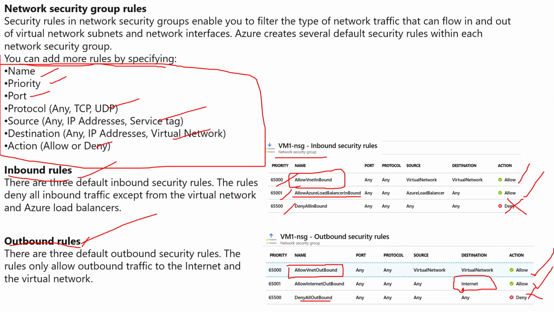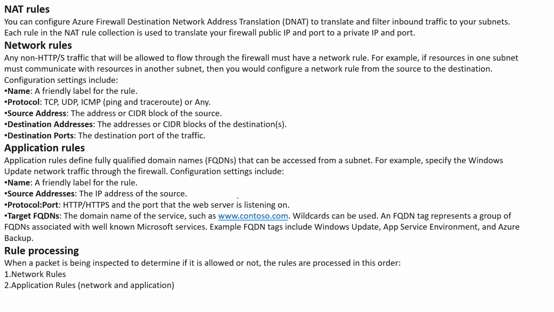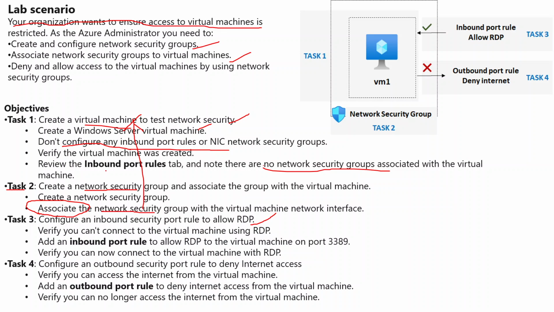Okay, let me go to that lab scenario here. So the first task we have completed. The second task, we have created the NSG and associated it. The third task is, first we verified that we cannot connect to the virtual machine using RDP. Then we added an inbound port rule. Then we were able to connect to the virtual machine using RDP. The third task is also completed.